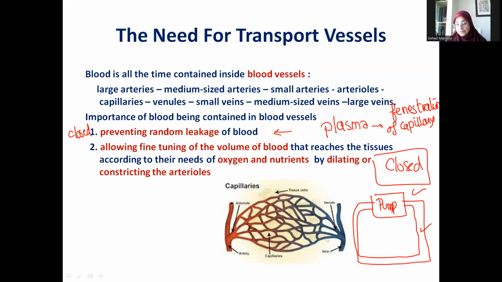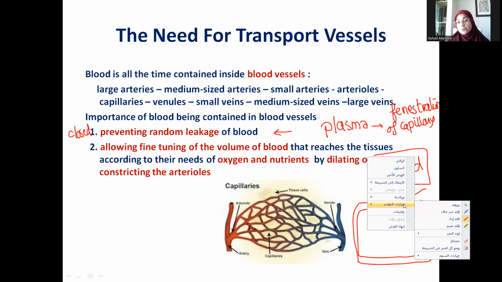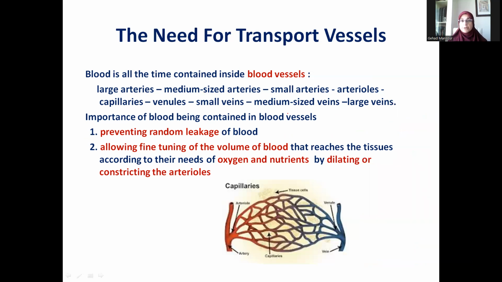The blood vessels have another important function other than transport and other than forming a closed cardiovascular system. They allow fine-tuning of the volume of blood that reaches the tissues. I'm not sure whether we discussed this before, but you know that we have the heart, that is a pump, and then arising from the heart, we have the large arteries, and then we have the medium-sized arteries, and then we have the small arteries. So we have medium-sized arteries, and then small arteries, and then we have the arterioles.